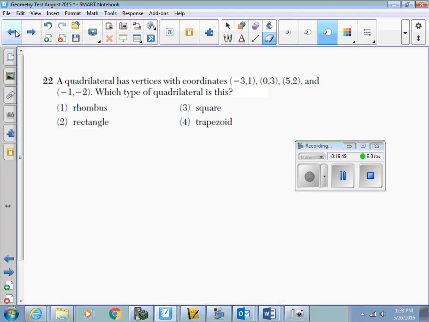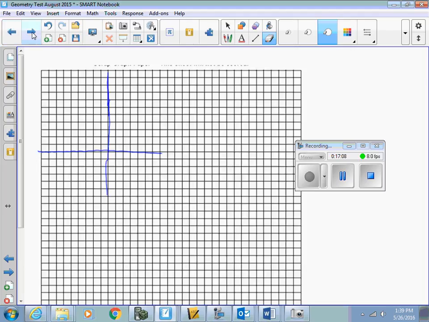But what it's asking here is, a quadrilateral has vertices with coordinates -3, 1, 0, 3, 5, 2, and -1, -2. Which type of quadrilateral is this? Well, we've talked extensively about these 3. We haven't talked as much about trapezoids, but we know about 3 of those very well. So let's go and graph it and see what we have. We have -3, 1. We have 0, 3. We have 5 and 2, and -1, -2.